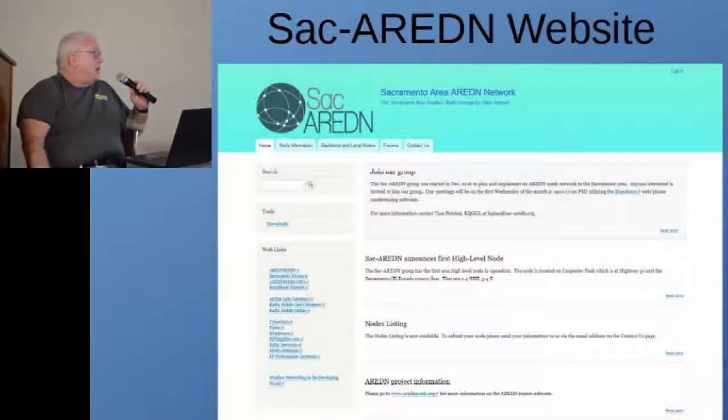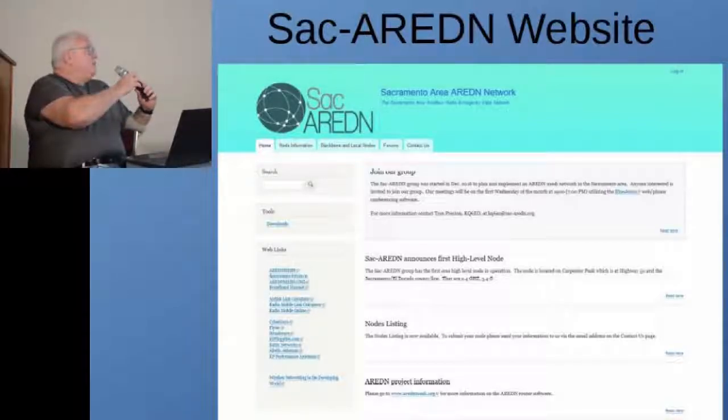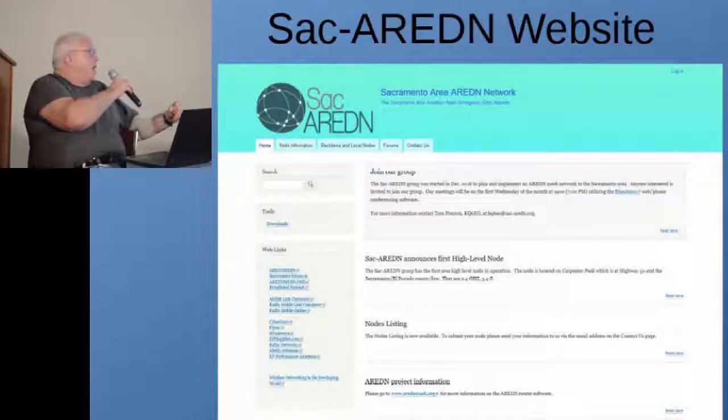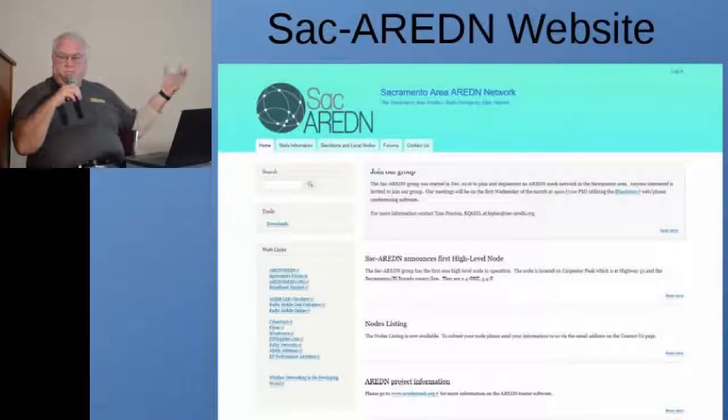This is our website. As you can see, it's got node information that lists all the nodes we know, all the information about them. The backbone and local nodes. Of course, there's only about 3 or 4 radios in there right now.